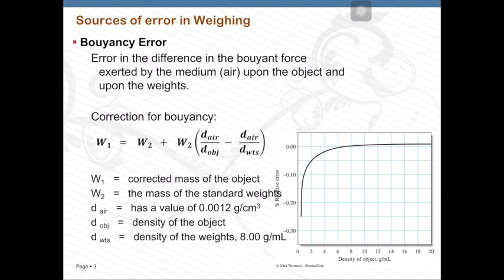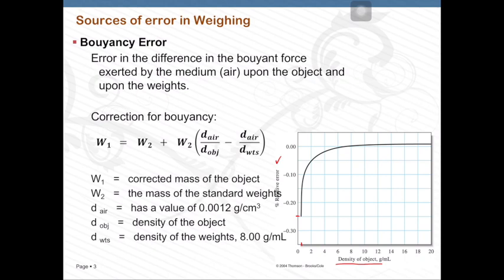If we examine the given figure, it shows the density of the object on the x-axis versus the relative error on the y-axis. As you can see, objects that have very low density tend to have higher percent error due to buoyancy error, and objects that have very large densities tend to have lower buoyancy error. The percent error is around negative 0.25%. But as the density of the object increases, the effect of buoyancy error lessens afterwards.